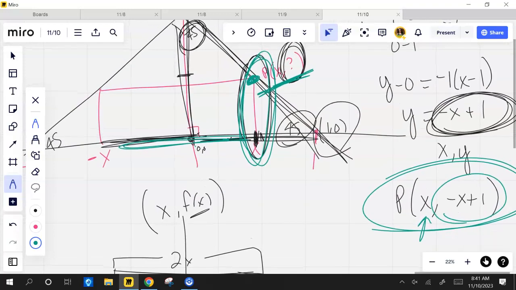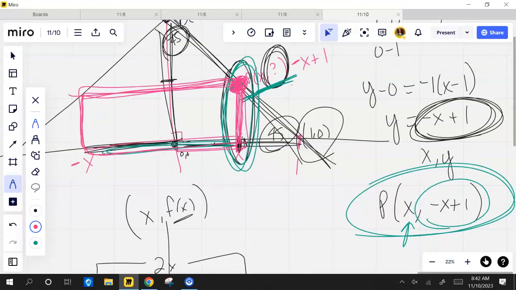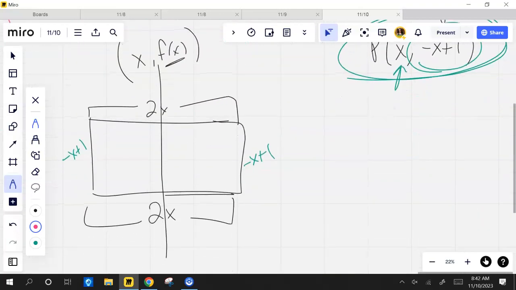The vertex of the rectangle sits on the triangle, but the triangle just helps us find that point. Other than that, it's not impacting the rectangle. I found this point right here, this vertex. What that point does is tell me how far to go over, which was x, and how far to go up, which was my y, which was negative x plus 1. That's where I use the triangle to find all that.